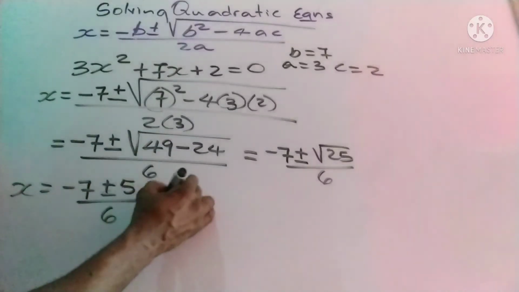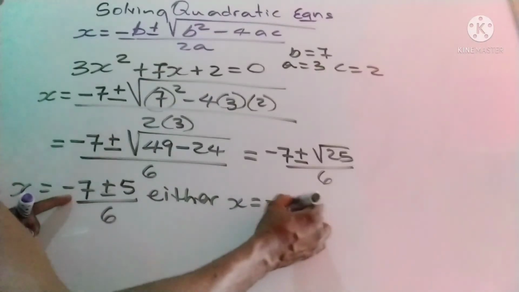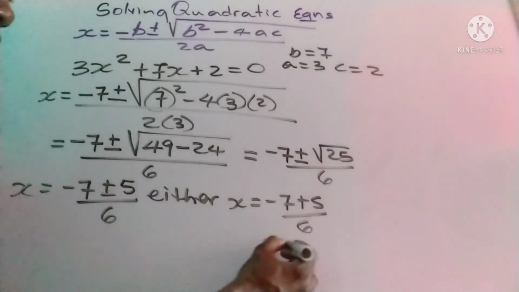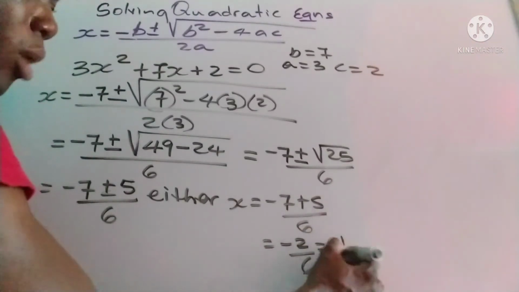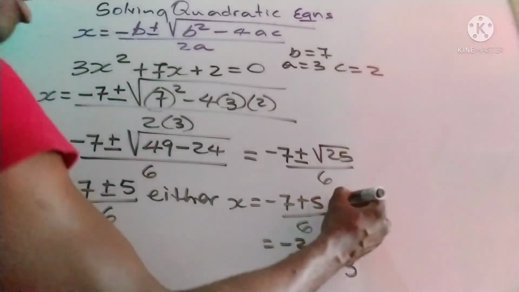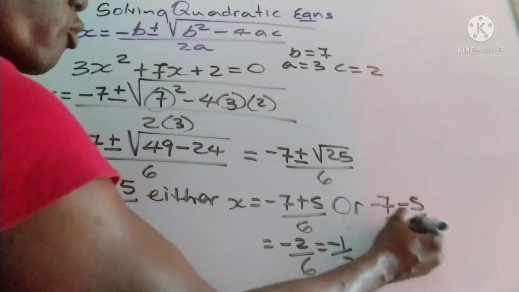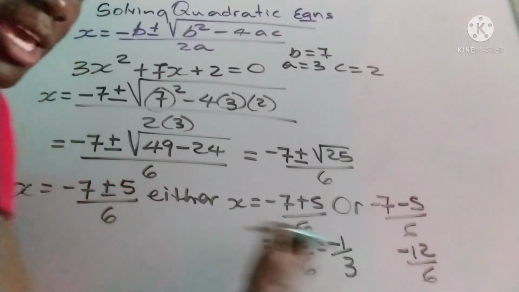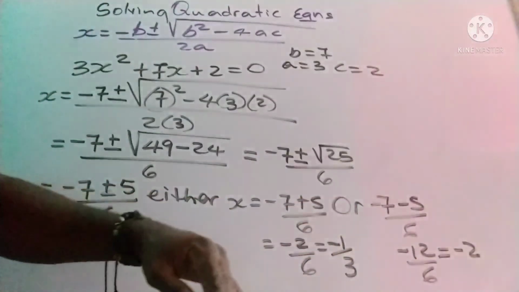So at this stage, we can say, hey, either x is going to equal negative 7 plus 5 over 6. And from this, you could see that we have negative 2 over 6, which is equal to negative 1/3 if we cancel down. So that's one of our answers. Or it's going to equal negative 7 minus 5 over 6, and there you're seeing that we'll have negative 12 over 6, and the answer for that is minus 2. Negative 1/3 and negative 2.